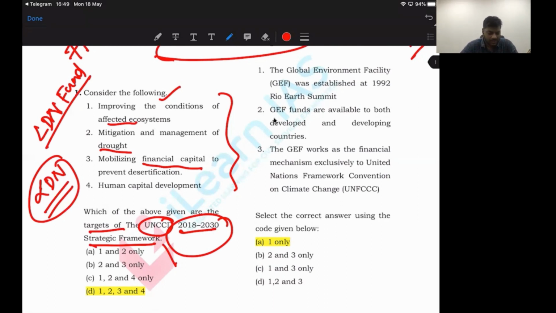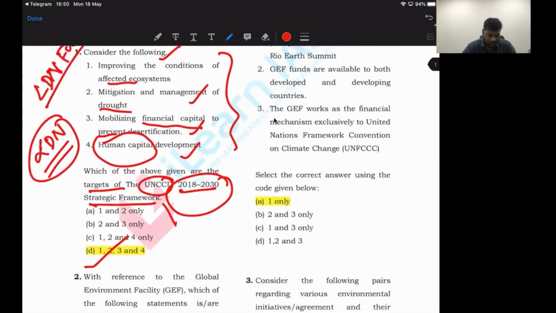Not only financial capital, they need to build human capital also, to make people around the globe aware about the problems of degradation. They need to educate them. Getting it? So here also we have human capital development. That can be the logic. So all these are the options or targets of the UNCCD strategic framework. So option D is the correct answer. Got it? Then go with the second one.